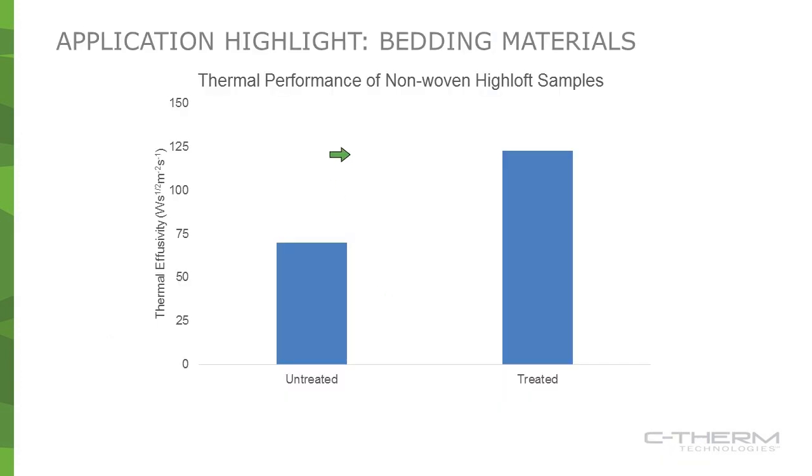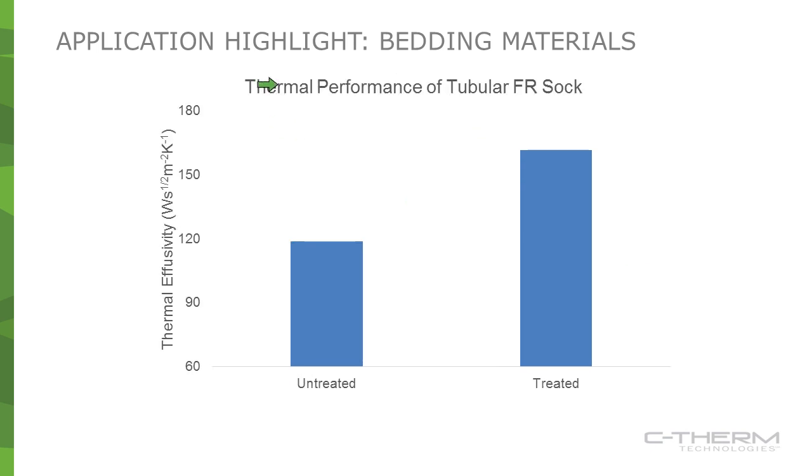So these are some example data sets provided on a non-treated, non-woven high loft sample, which had an effusivity under 75 units, and then after treatment increased it to 125. So this is used to really illustrate and quantify the thermal performance of the coating in question. Similarly, this is work done on a tubular sock material, so untreated at 120, treated, we can see an increase to about 160 units of effusivity.